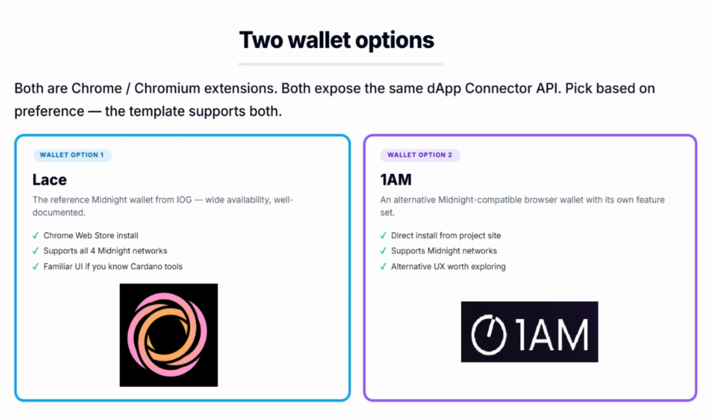1am is an alternative, a different Midnight wallet with its own take on the UX. You install it from the project site. The template treats them the same. There's no special code for Lace versus 1am. The front end just looks at window.midnight, sees whatever wallets are there, and lists them. So you can have both installed at the same time and pick whichever one you want for a given test.